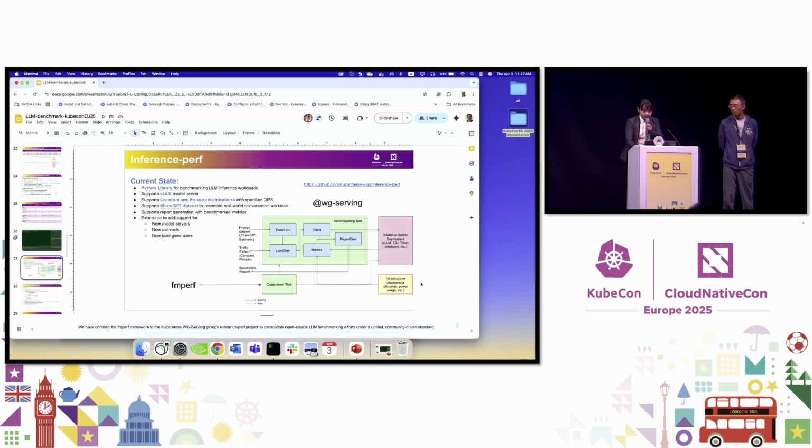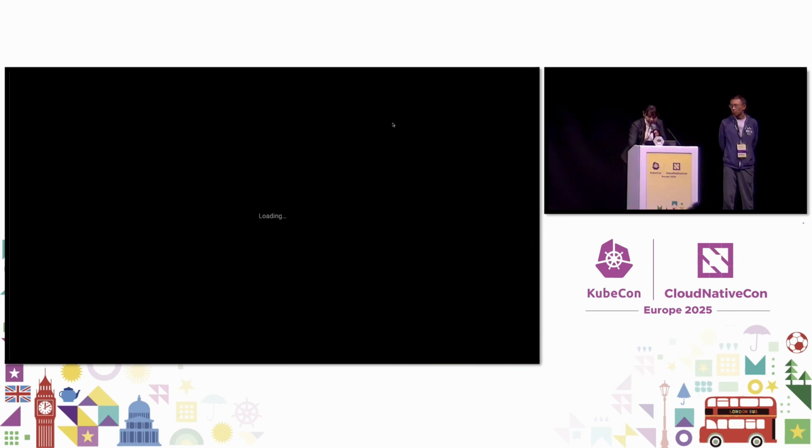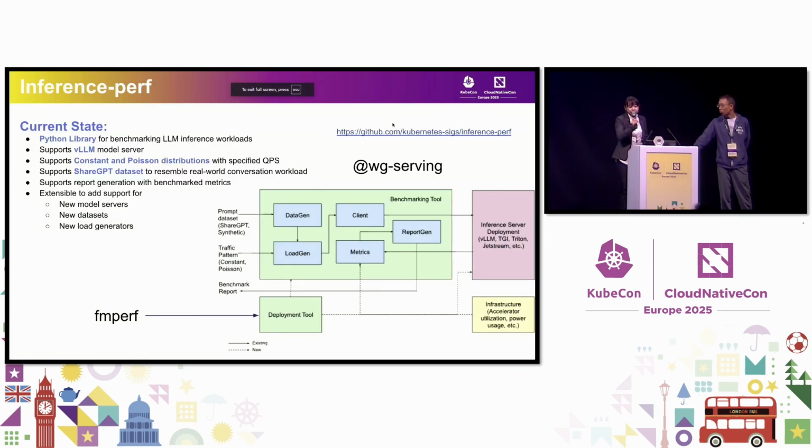So as I mentioned, we actually donated this library to the Fmperf project. And right now, it supports the Python library. It supports the vLLM model server and TGI model server. And then I will skip all of those, as you may have already heard it from the working group serving talk yesterday.